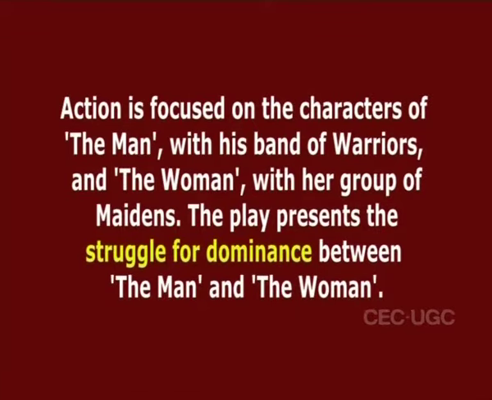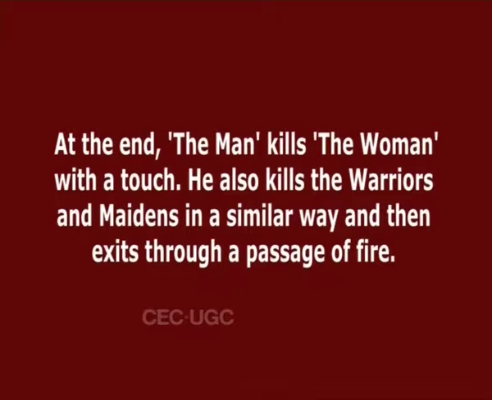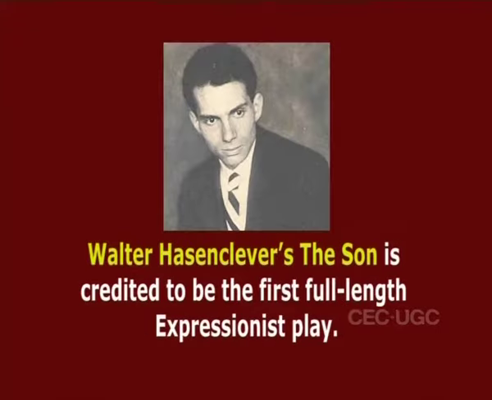Action is focused on the characters of the man with his band of warriors and the woman with her group of maidens. The play presents the struggle for dominance between the man and the woman. At the end, the man kills the woman with a touch. He also kills the warriors and maidens in a similar way and then exits through a passage of fire.